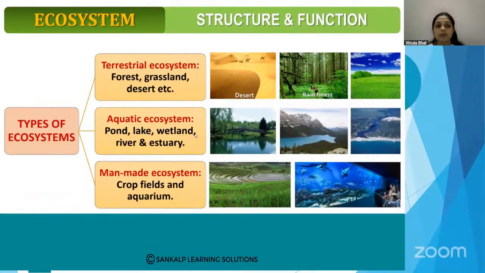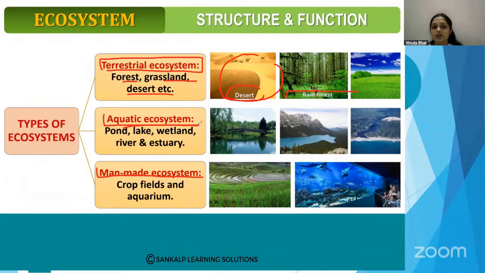Types of the ecosystem we can see here. So there are mainly three types of the ecosystem we can see in our environment. The first type is terrestrial ecosystem, the second type is aquatic ecosystem, and the third type is man-made ecosystem. So terrestrial ecosystem involves the land, like forest, grassland, desert. So this is called the desert ecosystem, rainforest ecosystem. So these all are the terrestrial type.